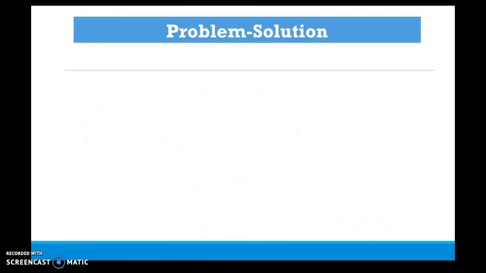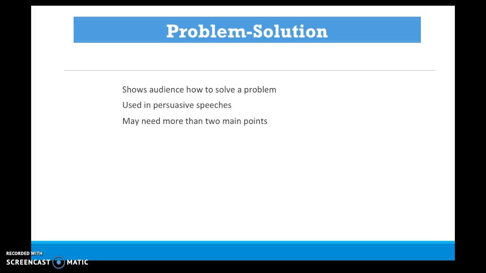Finally, problem solution. These are really only used for persuasive speeches. So first, since problem solution shows your audience how to solve a problem, this arrangement is perfectly suited for persuasive speaking. And remember, some problem solution speeches may need more than 2 points.